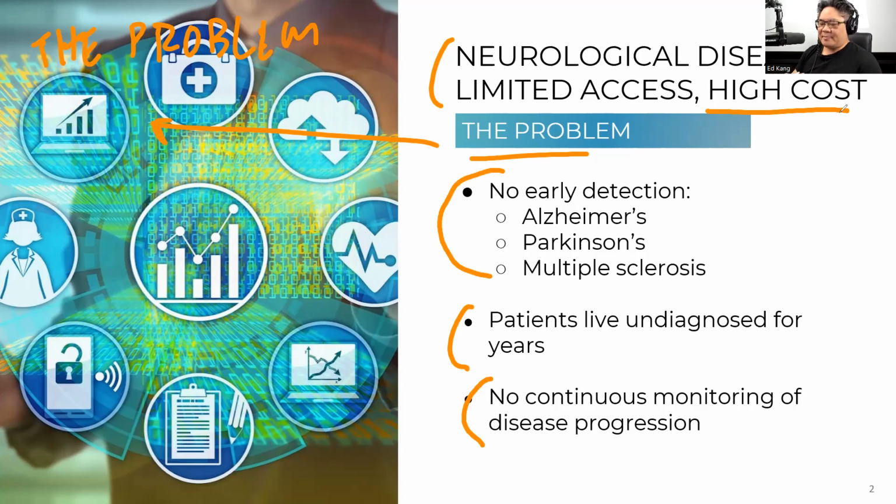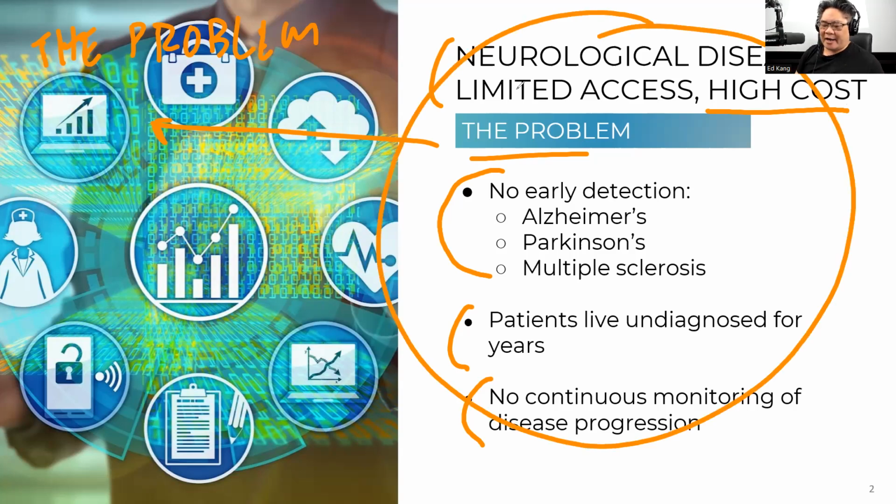I hope you see what I'm getting to. I've taken all this information and I put it into one cohesive sentence. That's what you're looking for, because right now I'm not getting it. This headline up at the top tells me nothing. It just says neurological disease, limited access, high cost. So what? What does that actually mean?